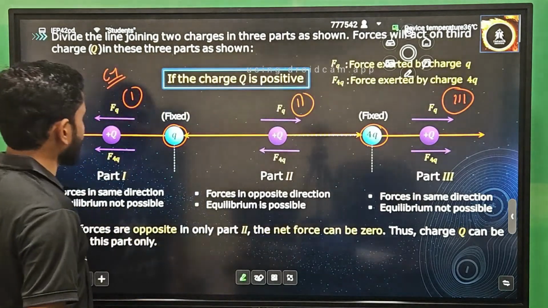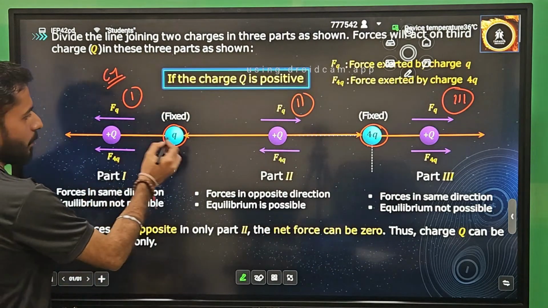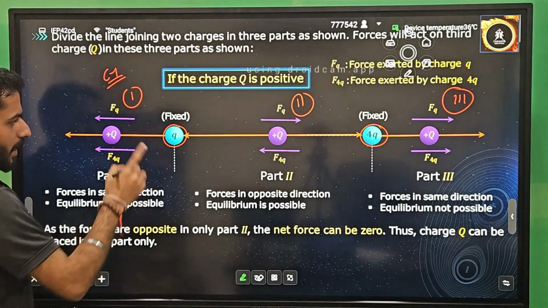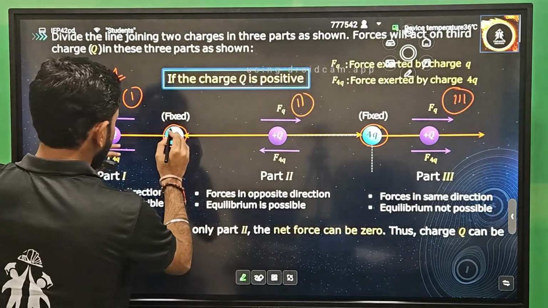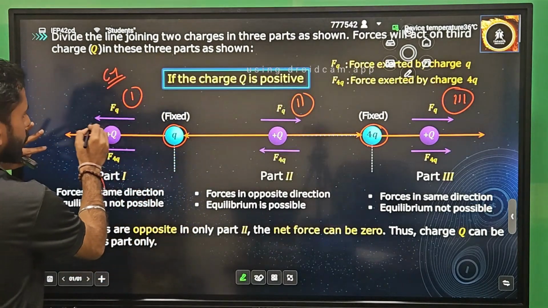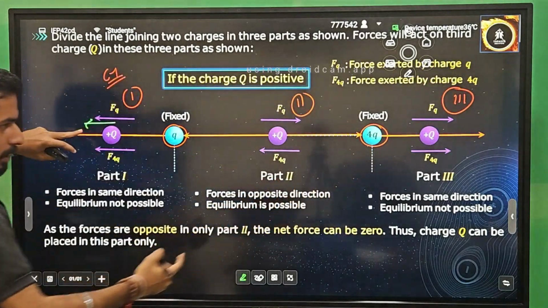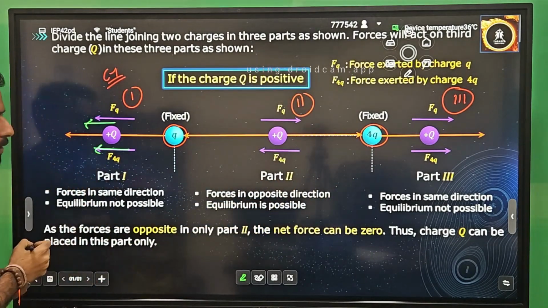Firstly, let's see position 1. Let's suppose this is your charge q. Tell me, due to this small q, what will be the direction of force? What I have told you: positive and positive repel each other. This is small charge q, this is capital charge Q. What kind of force will you have? Repulsive force. Due to this 4q and this capital plus Q, what will be the direction of force? Can you say it is also away from the body?